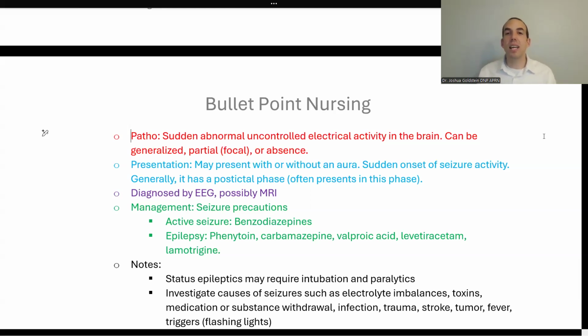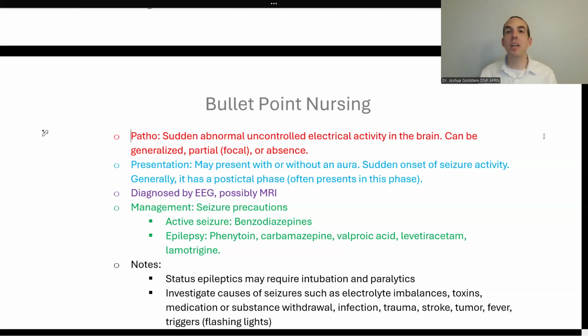How is this diagnosed? It's diagnosed by an EEG, electroencephalogram. We talked about that earlier, or possibly an MRI. Neither of these is actually necessary to diagnose a seizure. It's beyond the scope of this video, but usually this is not something that's diagnosed based on imaging. It's diagnosed based on presentation and history and exam.